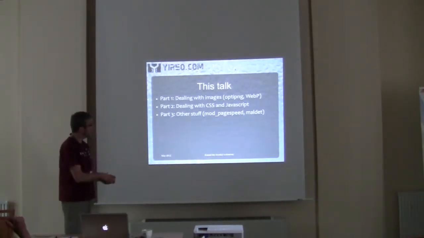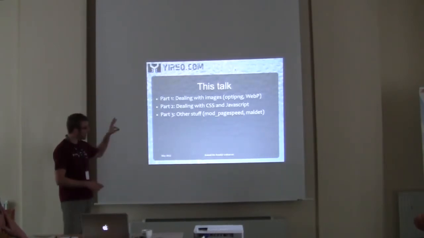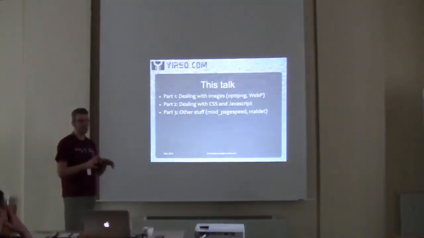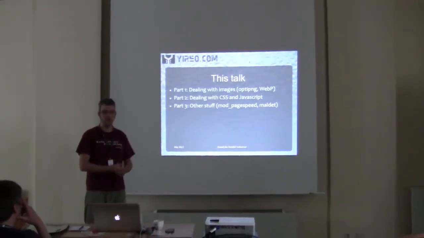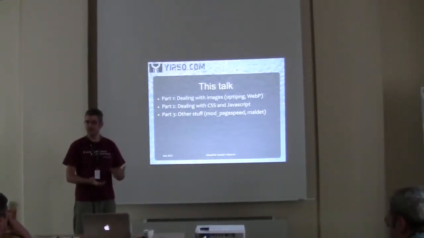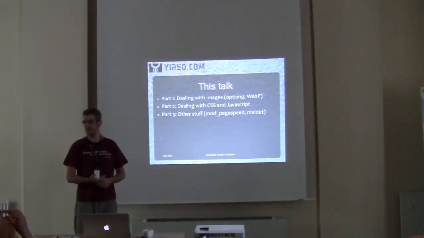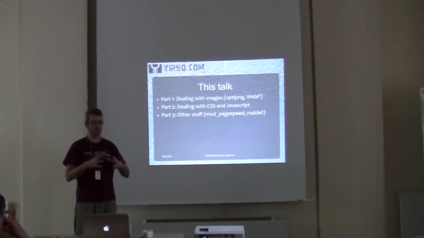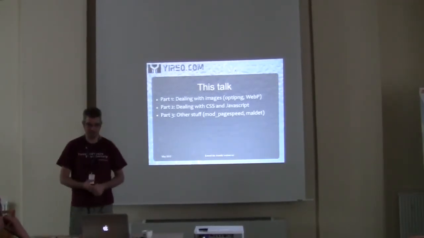To continue with the talk, which has three parts, in the last part I'm going to discuss a couple of tools which could exist on the OS level, basically within Linux. Mod PageSpeed from Google offers a lot of good opportunities. And a tool like Maldet, which detects malware. It's like a virus scanner, but optimized for Joomla websites being infected with rootkits, etc.